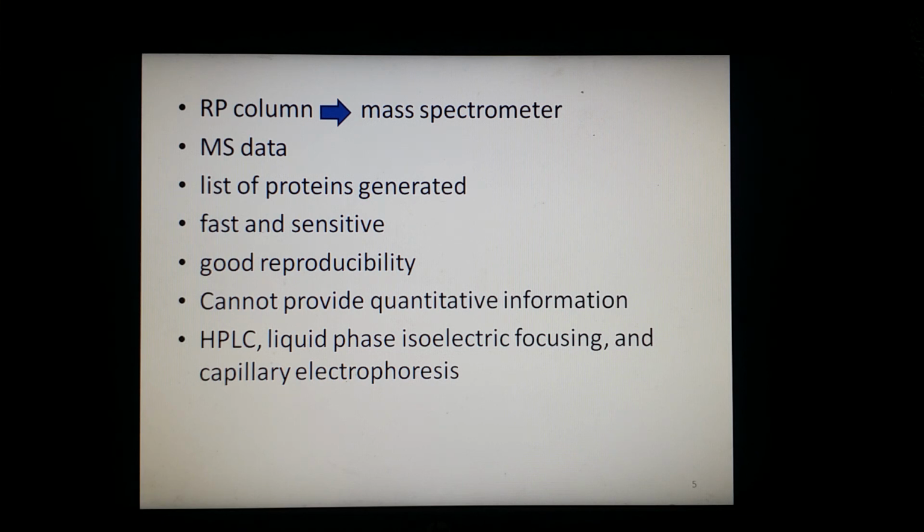However, it lacks the ability to provide quantitative information. So this is one of the drawbacks of this method. A combination of HPLC, liquid phase isoelectric focusing and capillary electrophoresis, all these three and their combinations, provide other multimodal options for the separation of complex mixtures. So this was the multidimensional protein identification technology.